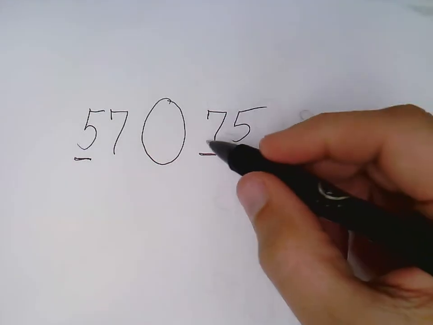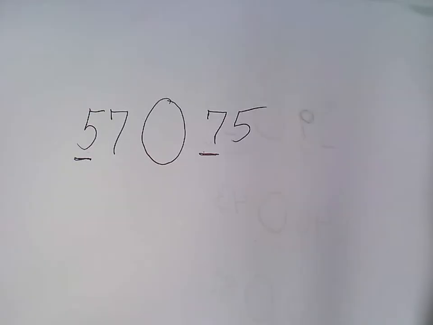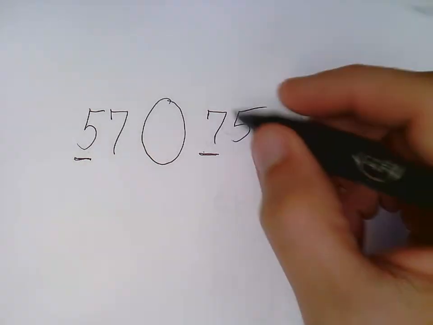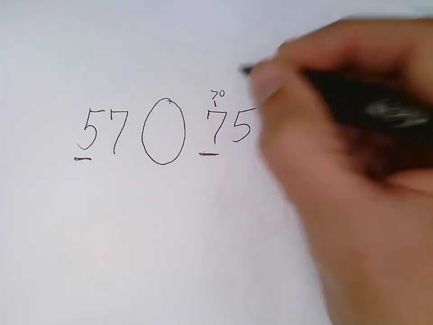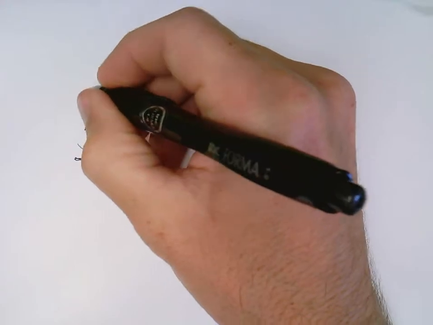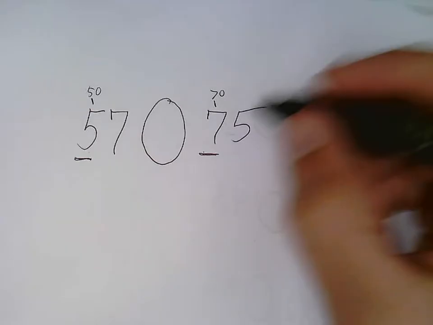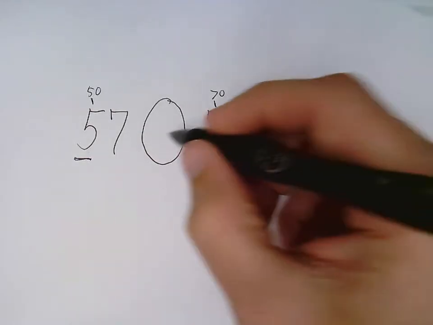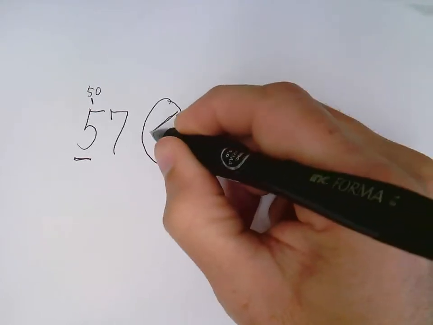And at this point, those two digits are different, so I'm going to be able to tell which number is larger already. So the 7 in the tens place here is worth 70. The 5 in the tens place here is worth 50. My 7 in the tens place makes this number the larger number.